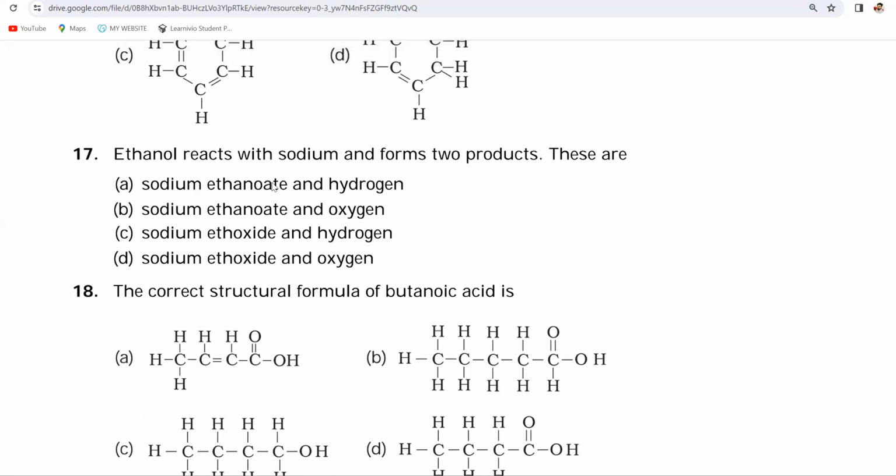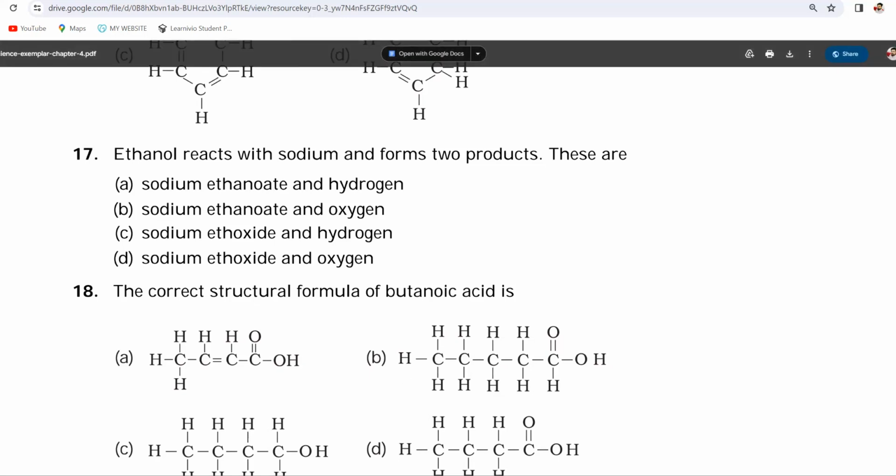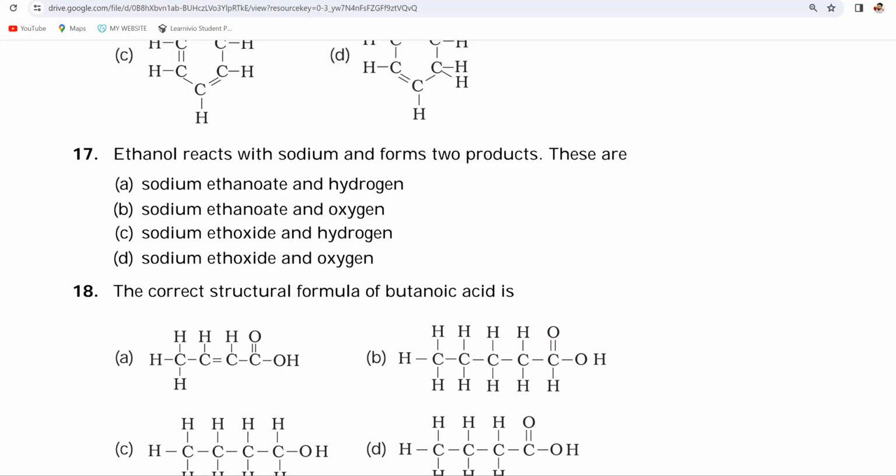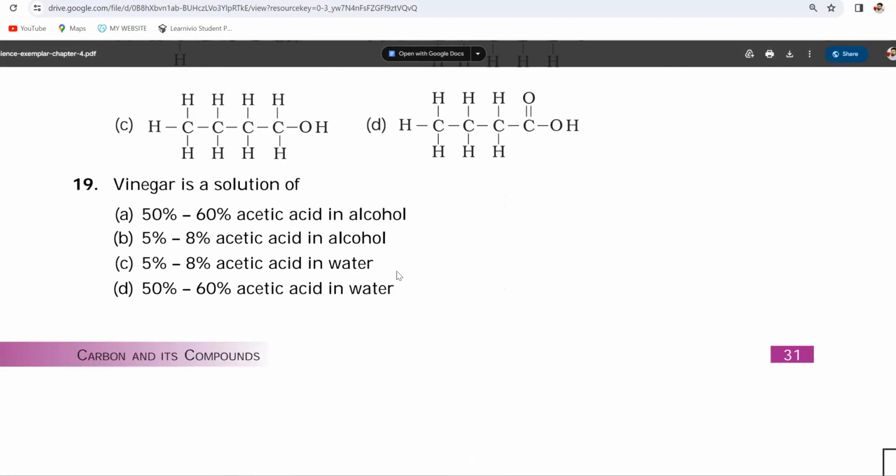Ethanol when reacting with sodium forms two products. These are? Sir, sodium ethoxide and hydrogen. Yes, C is the correct one.